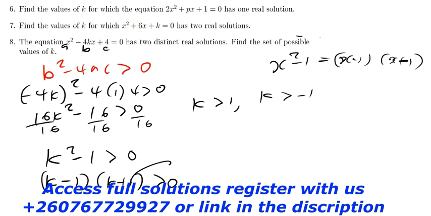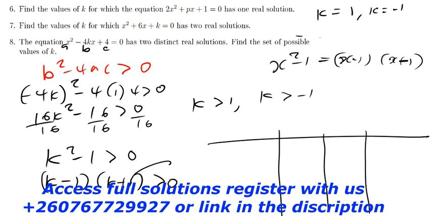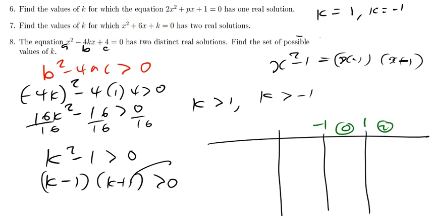Now I want to mention something. If at all you have answers which have more than two values, let me make it clear. If this is an inequality, and you find that the values are more than one, so in this case k is greater than 1 and also k is less than negative 1, you use a table. So this is now an inequality because I'm trying to find the set of values. So negative 1 and 1, here I'll put 0, a number greater than 1, and here.